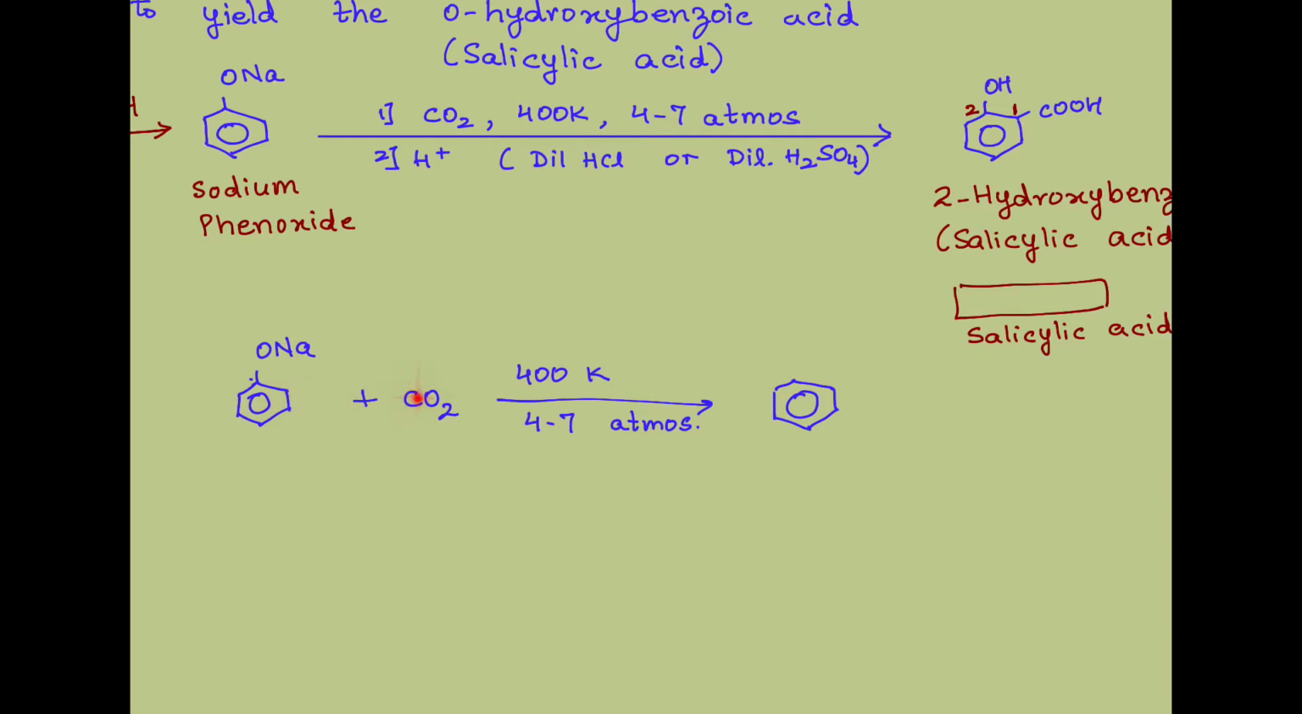Carbon dioxide, the carbon of the carbon dioxide, is wanting electrons. Why is it wanting electrons? Because we know that oxygen is more electronegative than carbon. So here's a positive and a negative. Our carbon is short of electrons. It becomes attached to the benzene ring, forming the sodium salt. And we call it sodium salicylate.